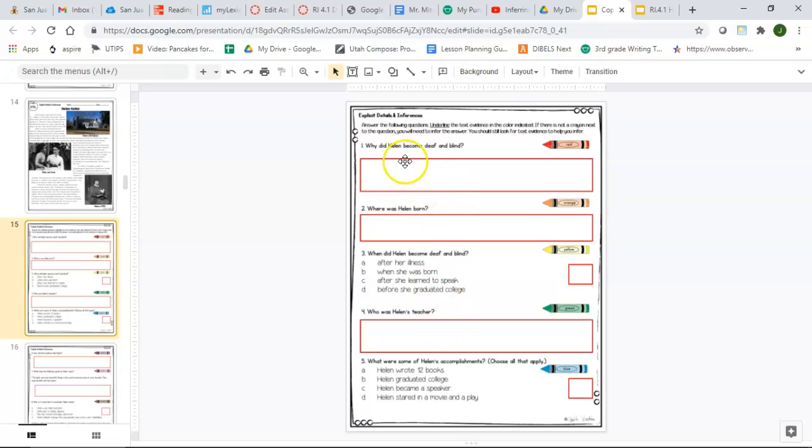It's going to look like this. You've got some red boxes here. The first question asks the following question. Answer the following questions. Underline text evidence in the color indicated if there is a crayon next to the question. You will need to infer the answer. You should still look at the text evidence to help you infer. Why did Helen become deaf and blind?